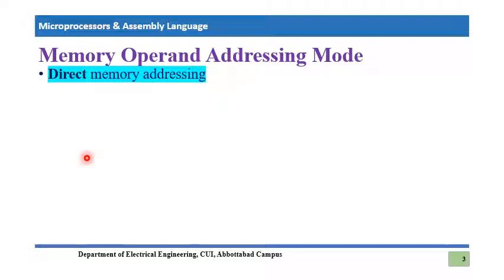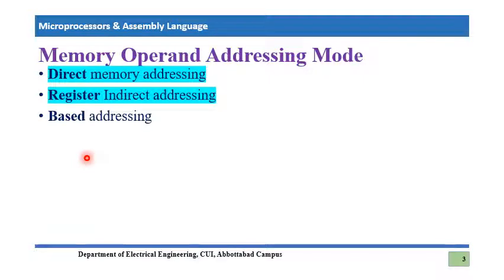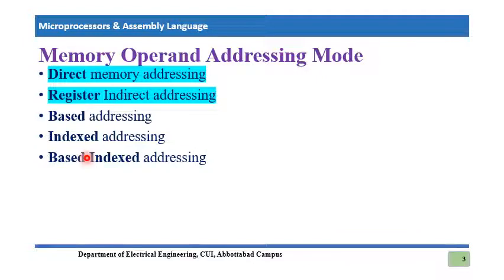In memory operand addressing mode there are again a number of types. Direct memory addressing mode, we have covered it. Register indirect addressing mode, we have also covered it. And based addressing mode, index addressing mode, and based index addressing mode. So these three will be the topic of this lecture. We will be trying to examine based, indexed and based indexed addressing mode. So let's proceed with the topic.